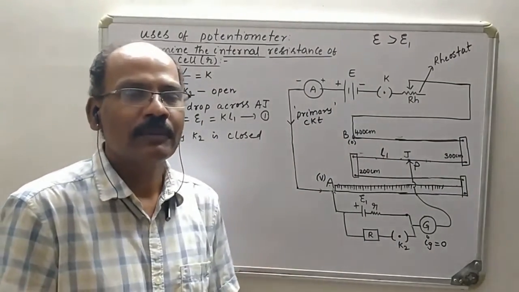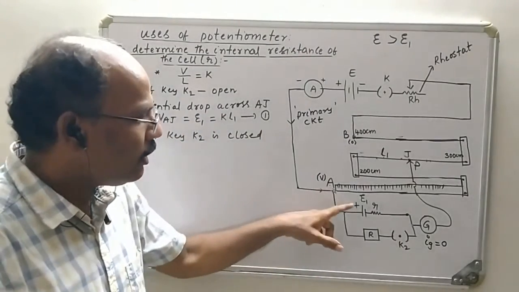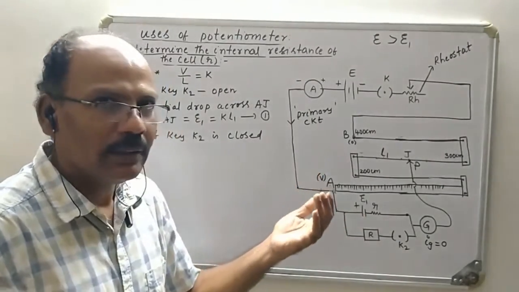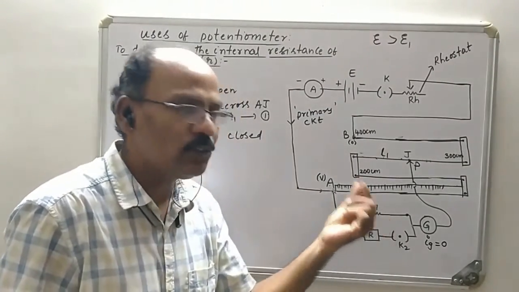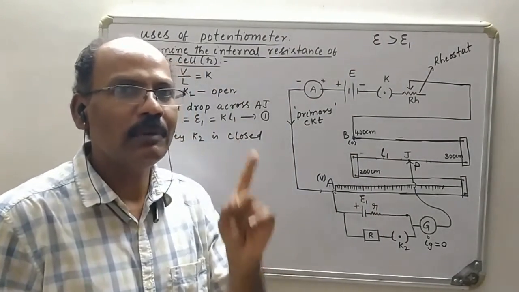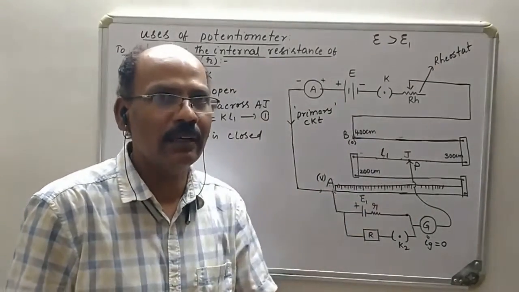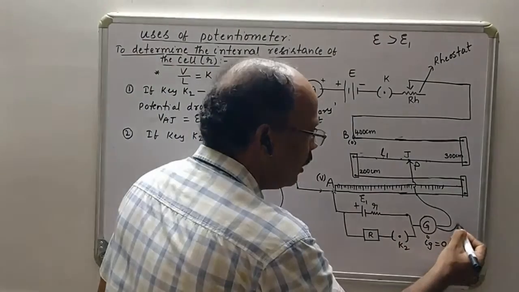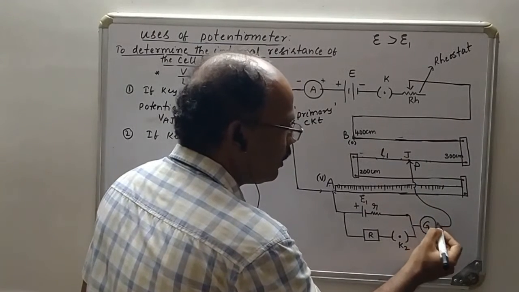Why? Because the terminal potential difference should be less than the EMF having value E1, and the drop across the internal resistance is smaller. So the terminal potential difference V is equal to E1 minus Ir. So we can observe the balancing length should be less than the value of E1. So we can write.